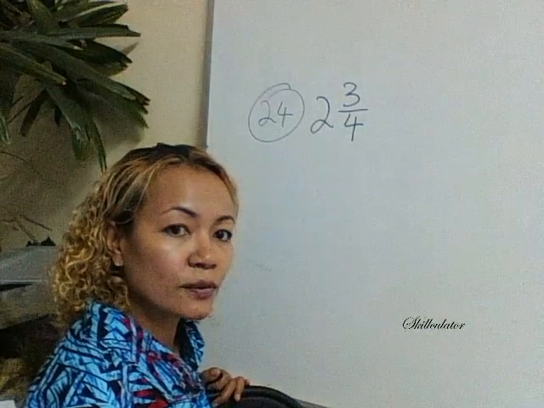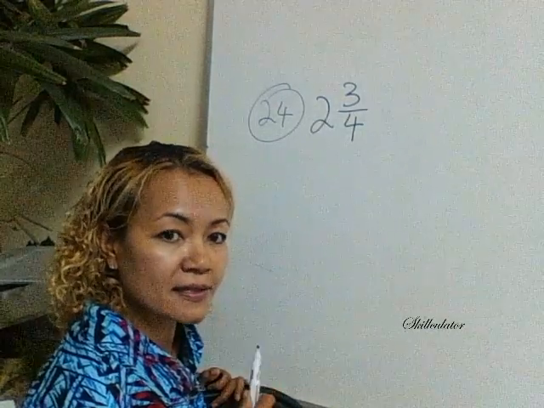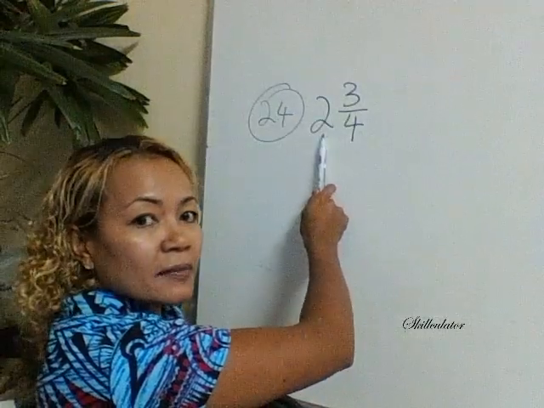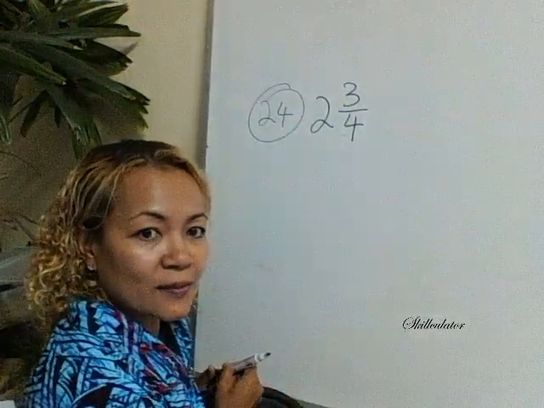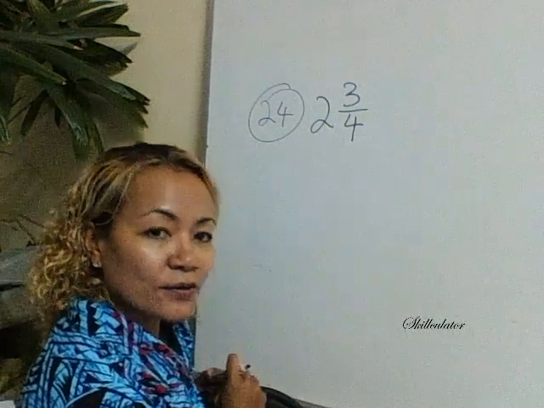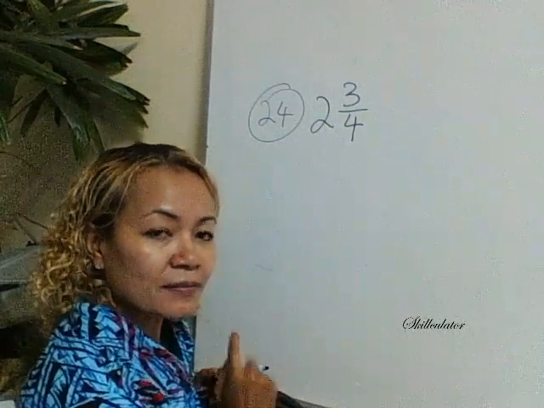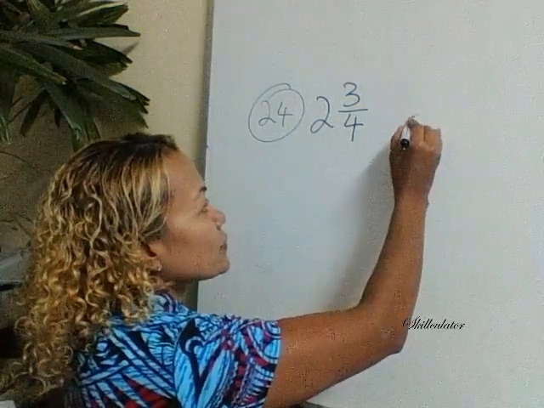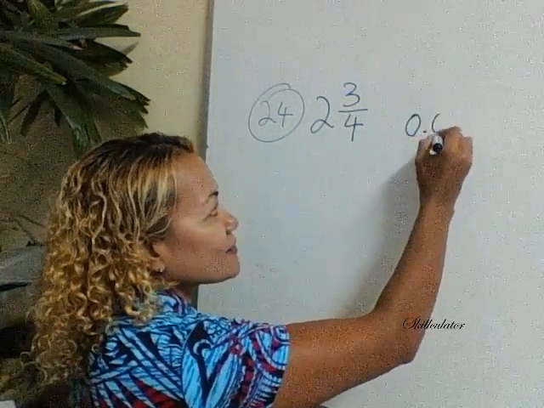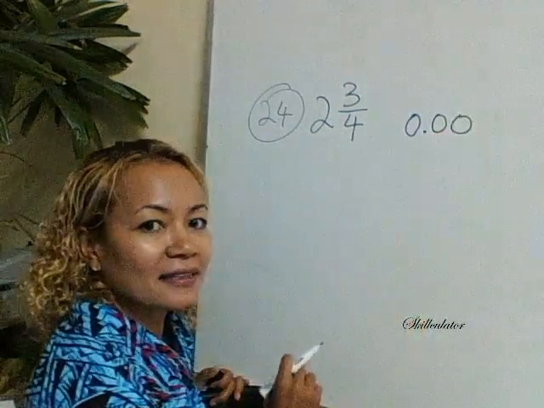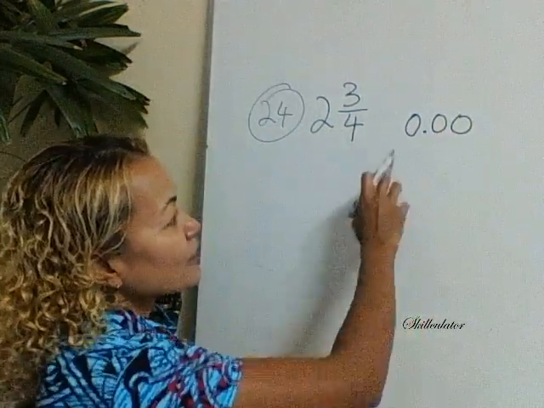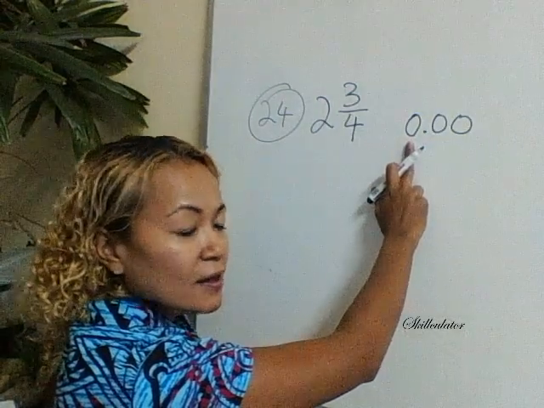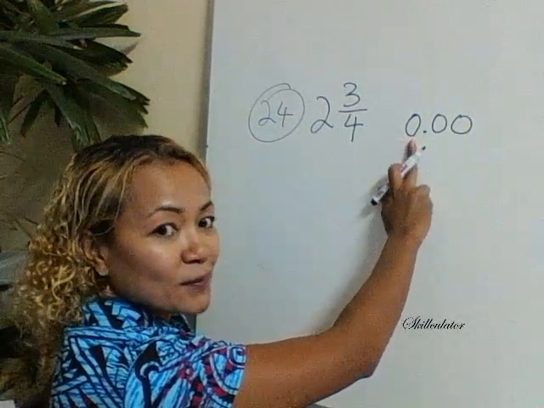Number 24 asks you to convert a mixed number. A mixed number has both a whole number and a fraction as well. Converting that to a decimal. Now, there are two steps to doing that. A decimal has that sort of structure, right? That decimal number. Now, the first column to the left of the decimal point is the units column.